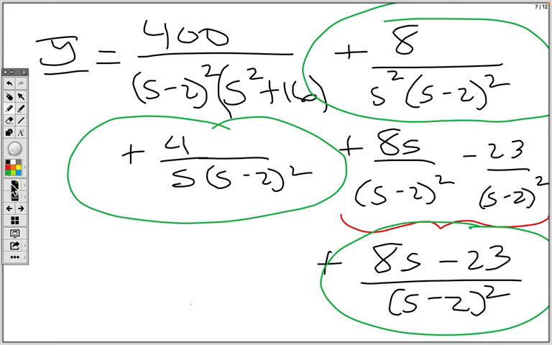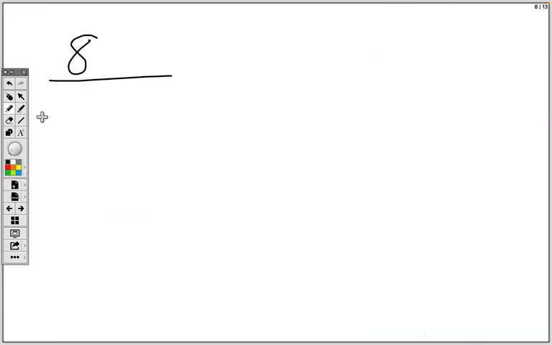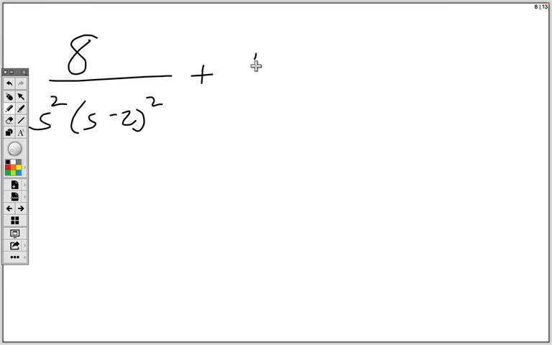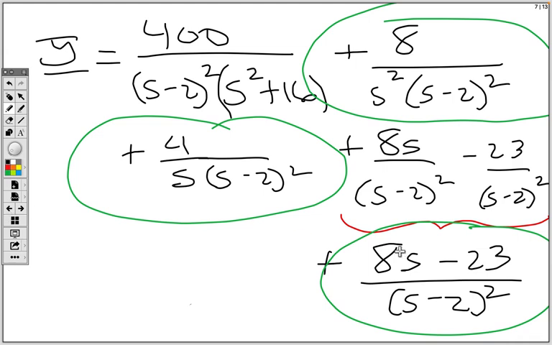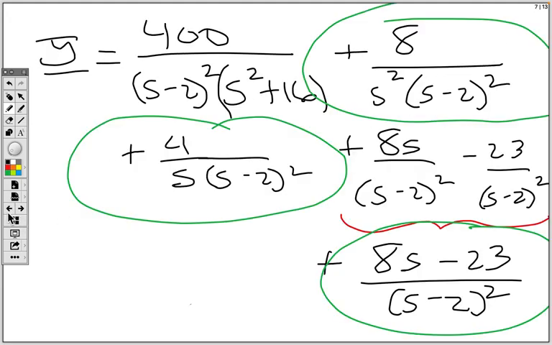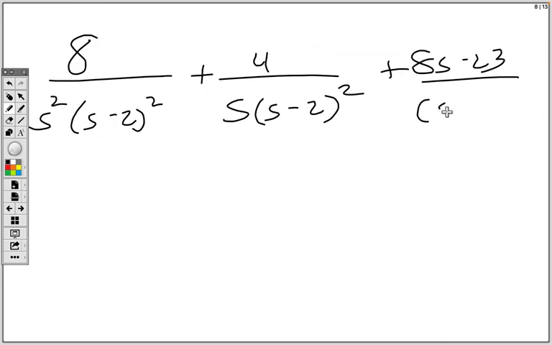So we've got 8 over s squared times s minus 2 squared, plus 4 over s times s minus 2 squared, plus 8s minus 23 over s minus 2 quantity squared.